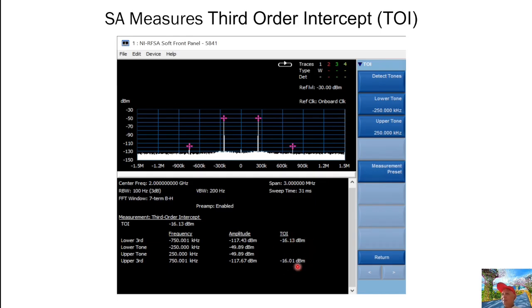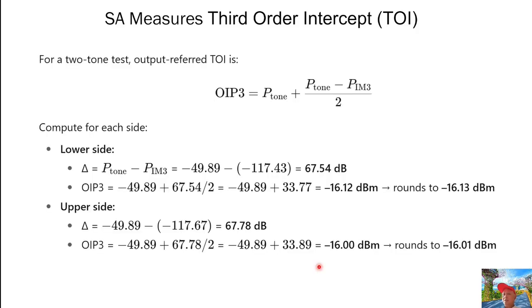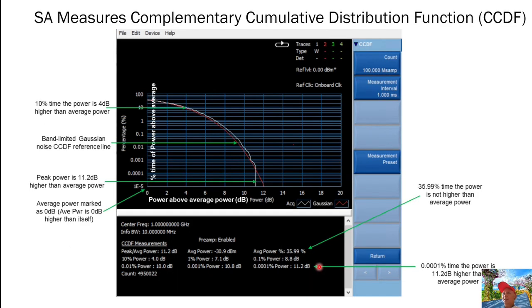So again, this only shows the capability of the spectrum analyzer, what the spectrum analyzer can measure. This is the TOI, and then this is another one. We seldom use it, but once in a while we maybe need to conduct this test. The spectrum analyzer can measure the complementary cumulative distribution function, the so-called CCDF.